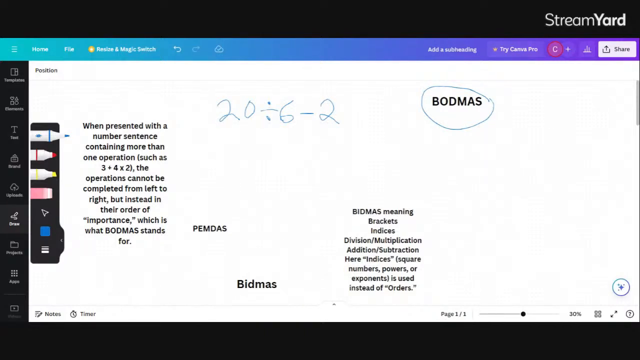the rule. Okay, here it says that anything in bracket should be treated first, then comes anything with indices or others, then division, multiplication. So in our own case here, we don't have anything in bracket, we don't have any indices, but we have division. So we have to go treat a division first. So it's going to be 20 divided by 6.